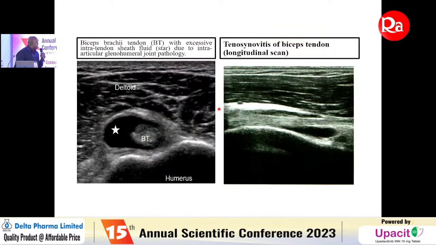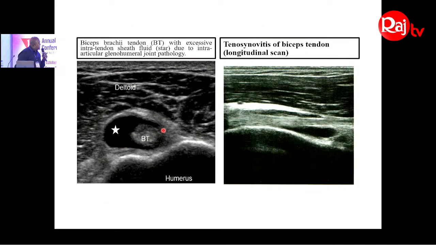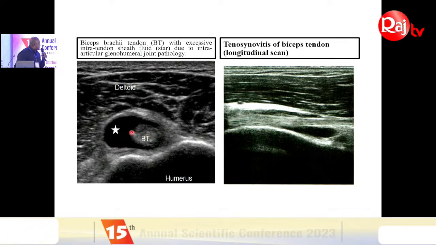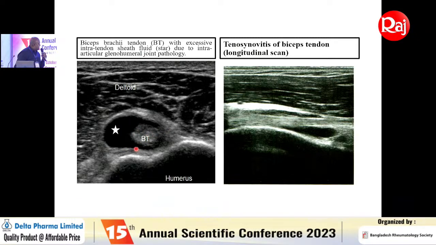So in this picture, we can see the bicipital tendon and intertendinous sheath. There is fluid. Here also, in the longitudinal scan, there is fluid in the focal part around the biceps tendon. There is a concept that if fluid is present over the biceps tendon at the upper part, it may communicate with the joint and indicates that joint fluid is present there.